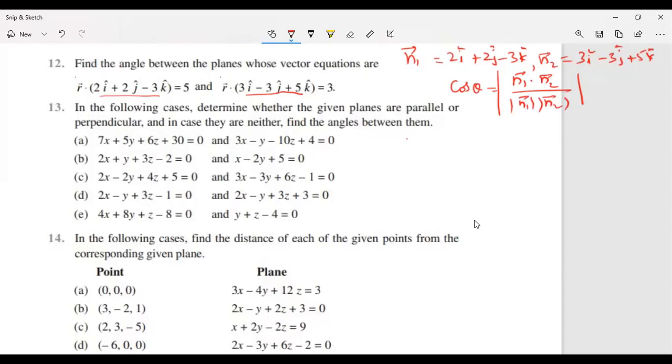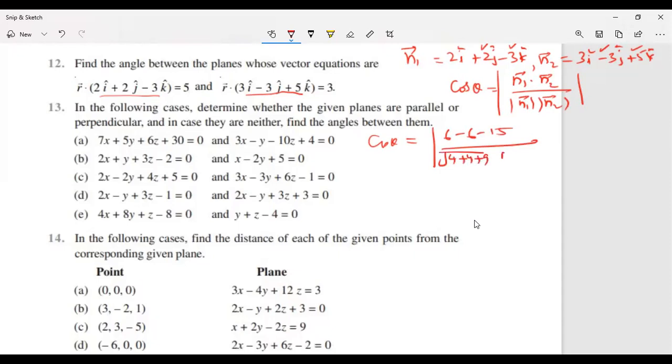Find the dot product n1 dot n2. If you allow me, I will do it directly. n1 dot n2 means 2 times 3 is 6. So cos theta will be equal to 2 times 3 is 6, and this 2 will multiply with minus 3, that is 6, minus 3 will multiply with plus 5, minus 5 times 3 is 15, divided by under root 2 square 4 plus 2 square 4 plus 3 square 9.